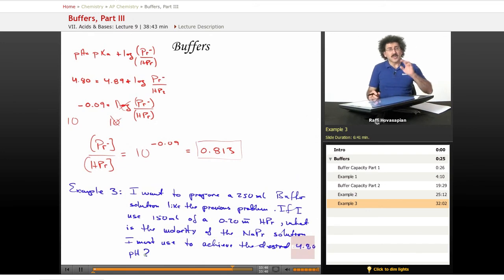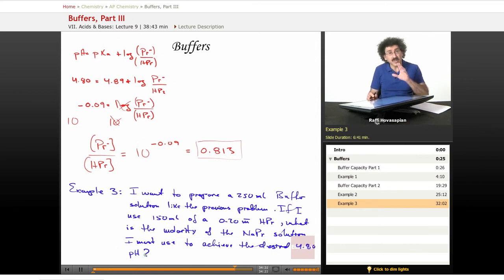Okay, so we said we have a propanoic acid solution, and we know that the ratio has to be 0.813. That was our previous example. Now I want to actually prepare the buffer solution, 250 milliliters of that buffer solution. Well, I use 150 milliliters of a 0.20 propanoic acid. I know that I have to add another 100 milliliters of the sodium propanoate. But what's the molarity of the sodium propanoate solution that I must use in order to achieve the desired pH?